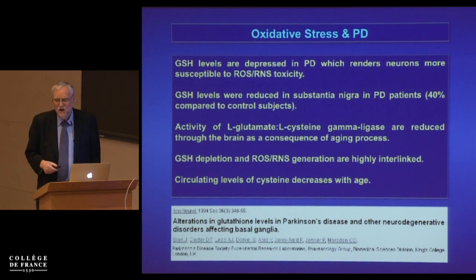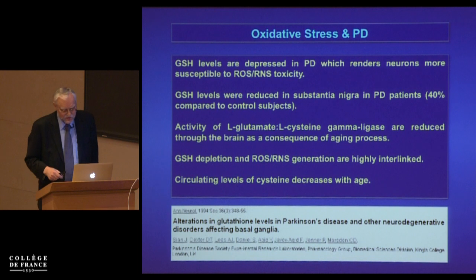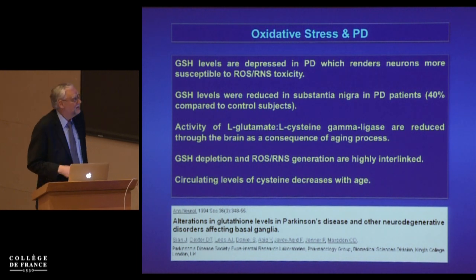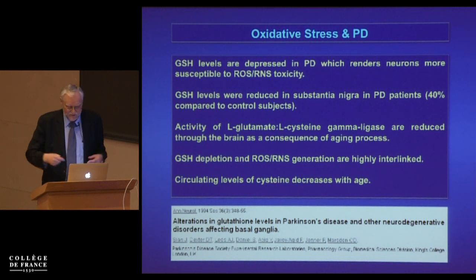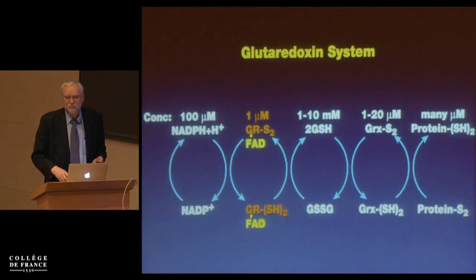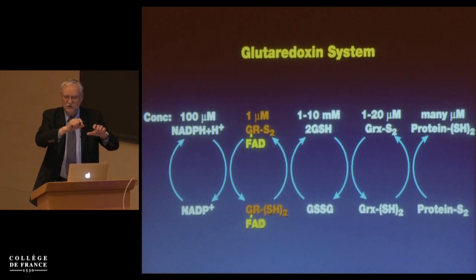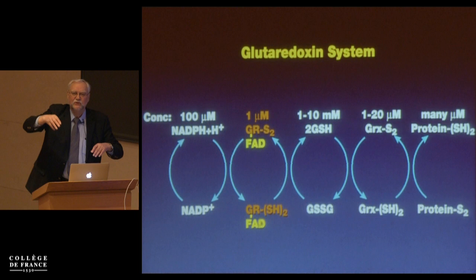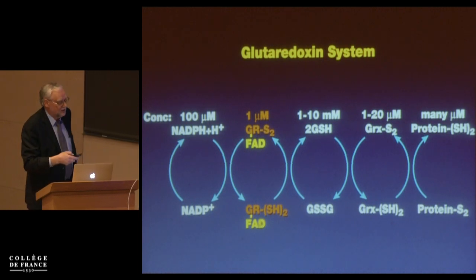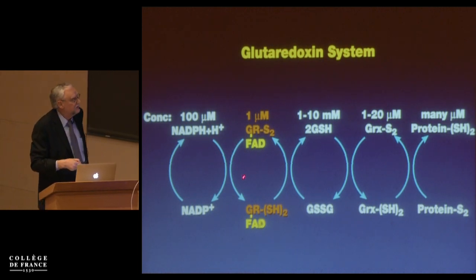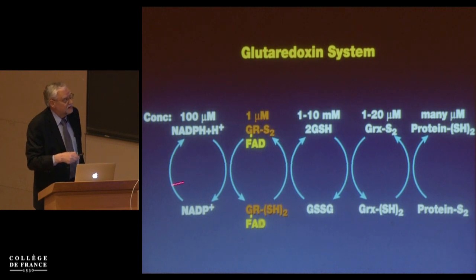And as you age, you lose glutathione and even the levels of cysteine. So it's like we slowly rust and lose the good SH groups. Now, back to the glutaredoxin system. You may remember the first picture I had with ribonucleotide reductase and thioredoxin on top, and then glutaredoxin at the bottom. So the glutaredoxin system is glutathione reductase taking electrons from NADPH.